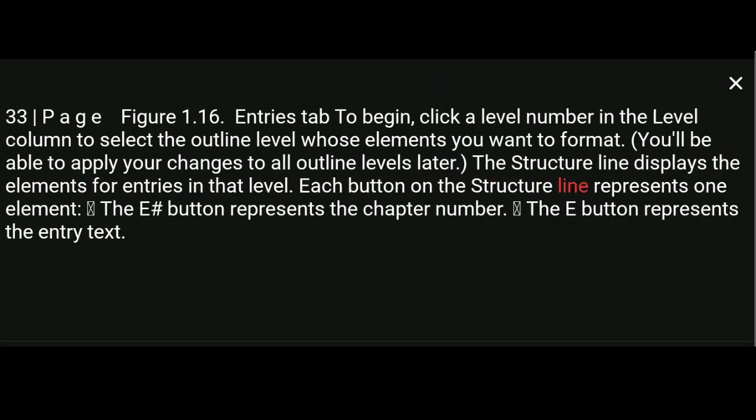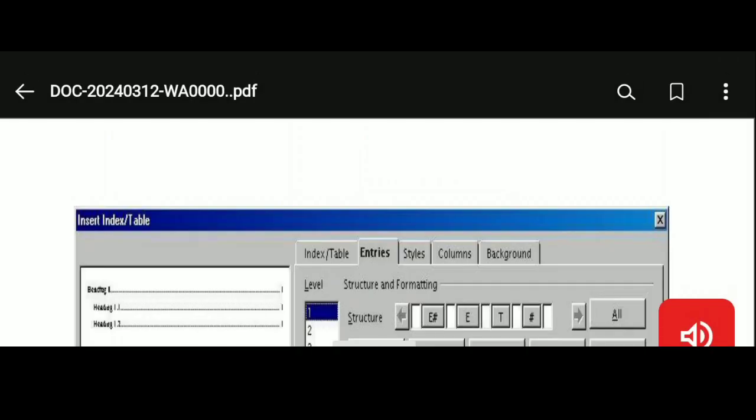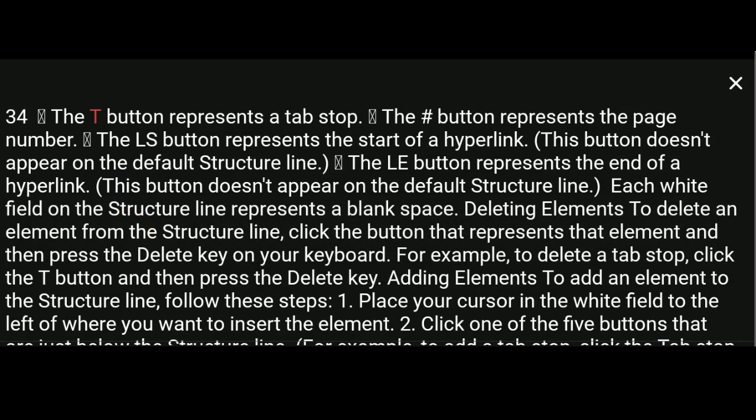Each button on the structure line represents one element. The E# button represents the chapter number. The E button represents the entry text. The T button represents a tab stop. The hash button represents the page number.